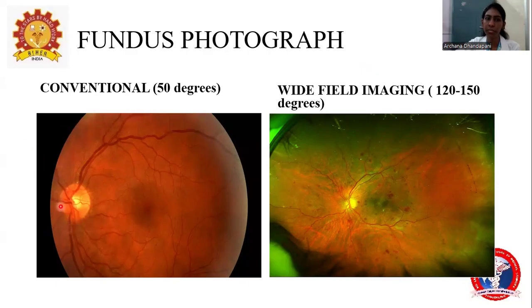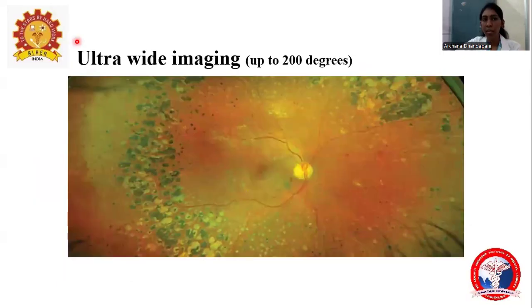In case of 50-degree, we could see the optic disc, along with that the macula or posterior pole we can visualize. Whereas wide field imaging gives a view of 120 to 150 degrees. That is, along with the posterior pole, we could see the retina till the equator. And ultra wide field imaging is up to 200 degrees. That is, till the periphery of the retina can be visualized.